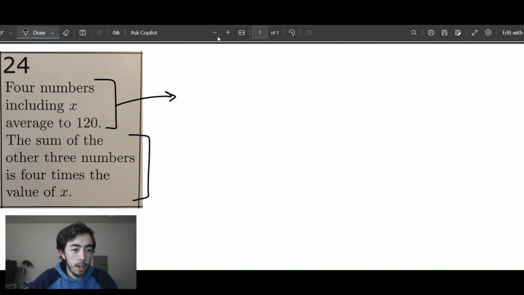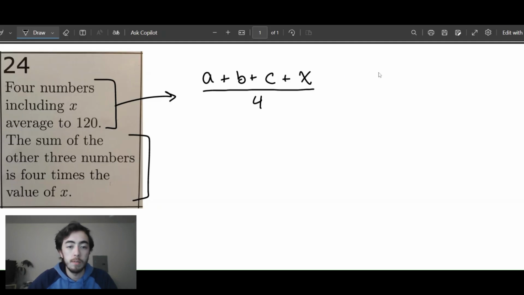Four numbers including x average to 120. So that means I have four numbers, and I don't know what the other three should be, so I'll just call them a, b, and c. There's my fourth number, x. When you average stuff, you just add them all up and then divide by the amount of numbers you have. And this average should be 120. For example, all of these numbers potentially could be 120. That would make this equation true.